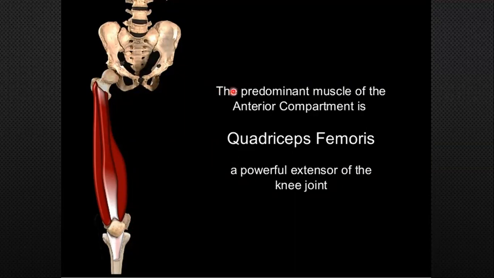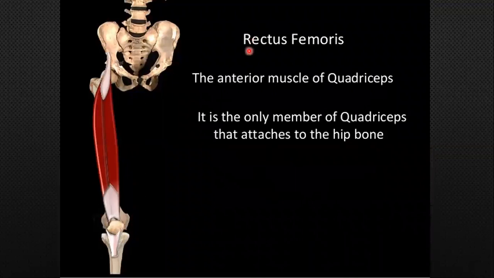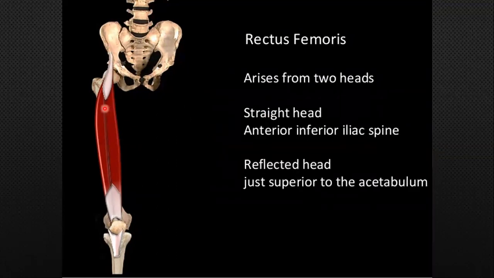The next muscle group is the quadriceps femoris muscle, which are powerful extensors of the knee joint. The first muscle in this group is the rectus femoris muscle, and it is the anterior-most muscle among the quadriceps muscles, and it is the only muscle among the quadriceps that is attached to the hip joint. Okay, here you can see this is the hip joint from which it is arising.